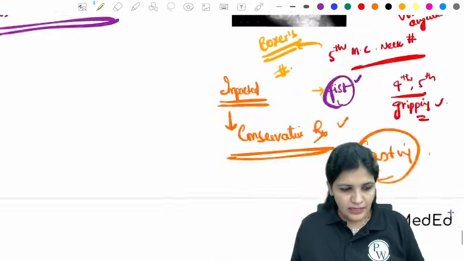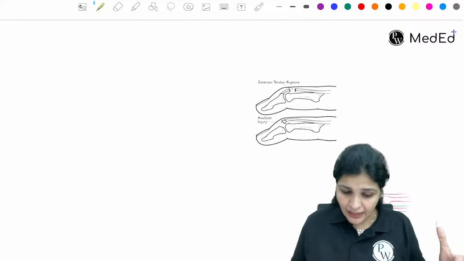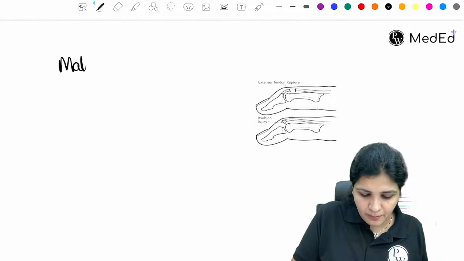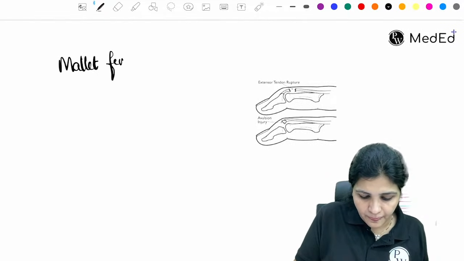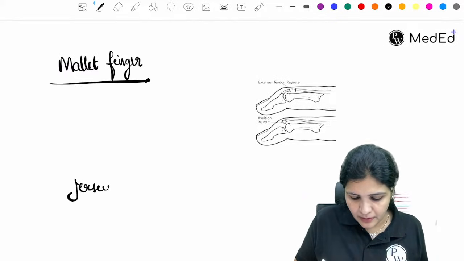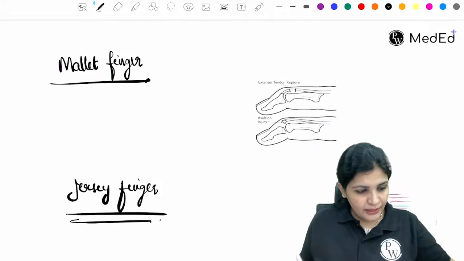Yes. And now these are two important injuries again. If they're asking you in the exam, I am like, they might ask you this again. So there are two types of finger injuries which can occur. One is your mallet finger. The second one is your jersey finger. Just remember the names, the mallet finger and the jersey finger.